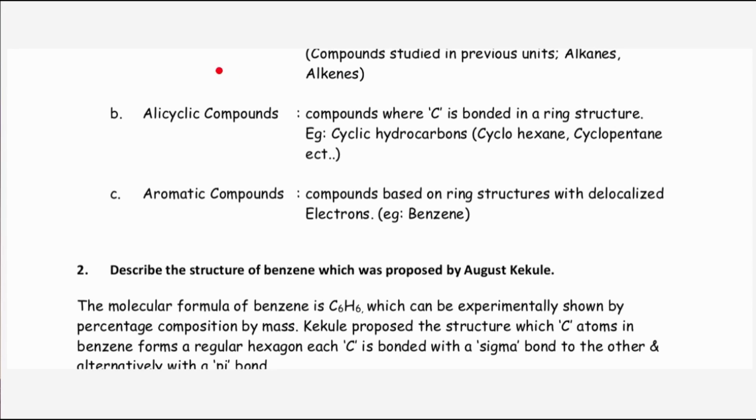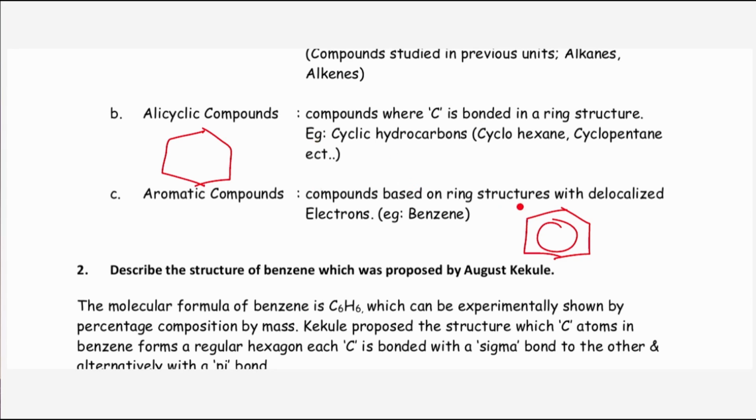For example, if you take alicyclic cyclohexane, this is cyclohexane. Aromatic will be cyclic, but there is a ring of pi electrons in the middle. Shortly, I'll be explaining what this ring is and how it is formed. So in Unit 5, the study of organic chemistry will be the study of the aromatic compounds, benzene and benzene derivatives.